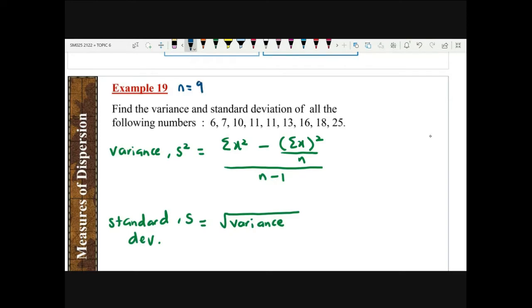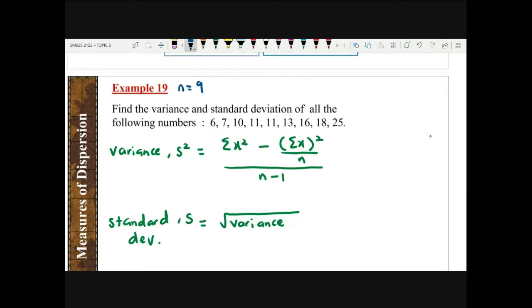Okay, settle first one. Next one, summation of x and summation of x squared. Different things here. Summation of x means every single data you add up. Tambahkan je setiap satu data. And then summation of x squared means every single data you have to square it first. After that, find the summation. Jangan pergi ambil summation x, lepas tu awak squarekan ni, awak terus dapat summation x squared. Dia tak sama.